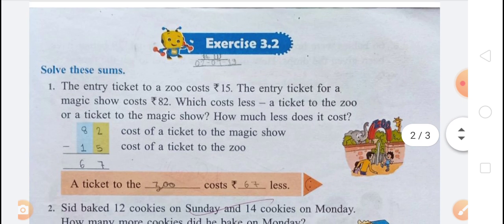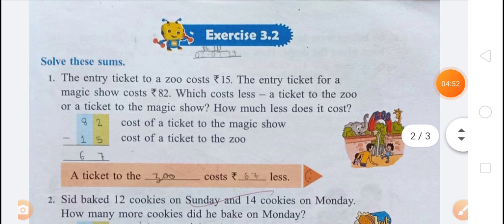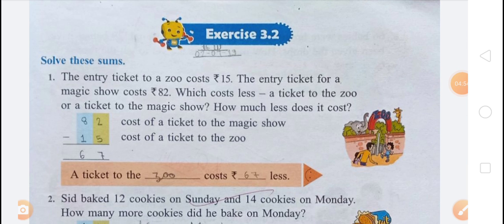Okay. Now comes the exercise, that is exercise 3.2. We have to solve exercise 3.2.